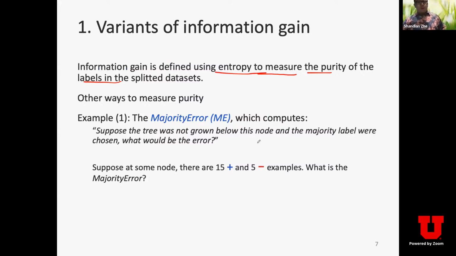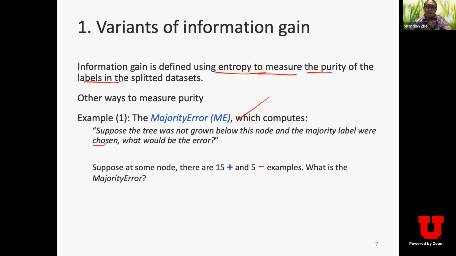The first example is called the majority error. So what's the majority error? Suppose we're not going to grow the tree below, and we're going to use the majority label of the current set of examples to predict every example. What is the error?